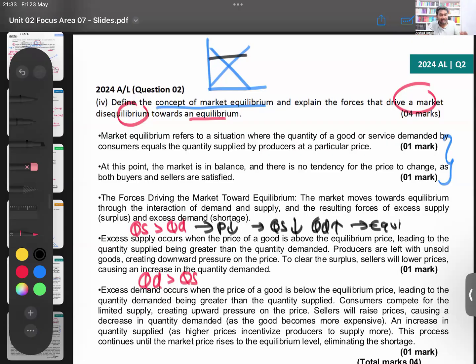And that is what you are writing here in this paragraph. Here, see, they say excess supply occurs when the price of the good is above equilibrium, leading to quantity supplied being greater than quantity demanded. There's excess supply. Okay. Producers are left with unsold goods.